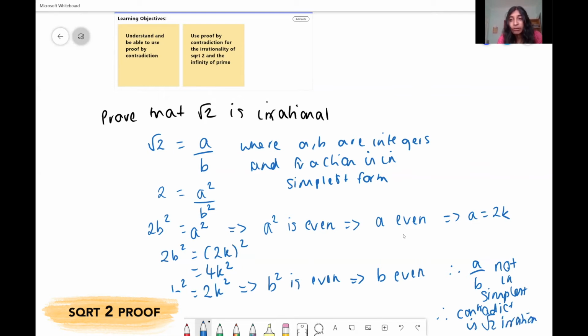Yeah, so to go over what we just did: we started with the opposite assumption, that root 2 is actually rational, and then using all these steps, we came to the conclusion that if root 2 is rational, then the first assumption that we had here doesn't make sense. So then by contradiction, root 2 is actually irrational.